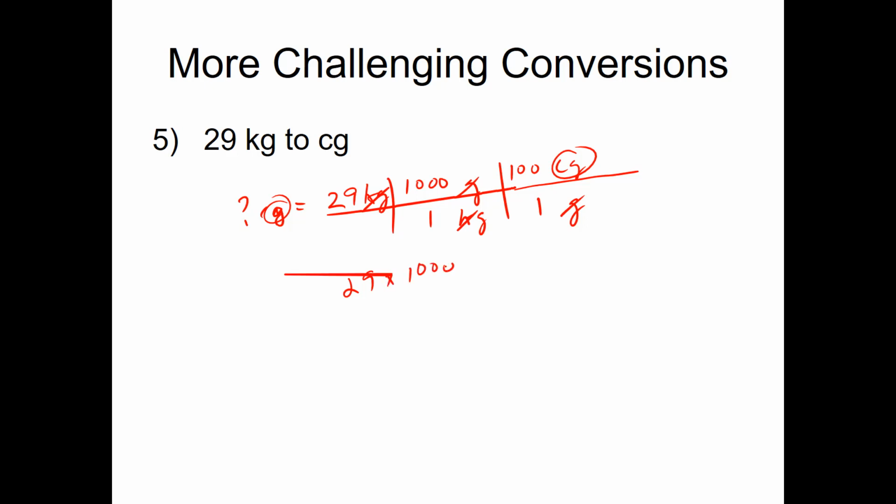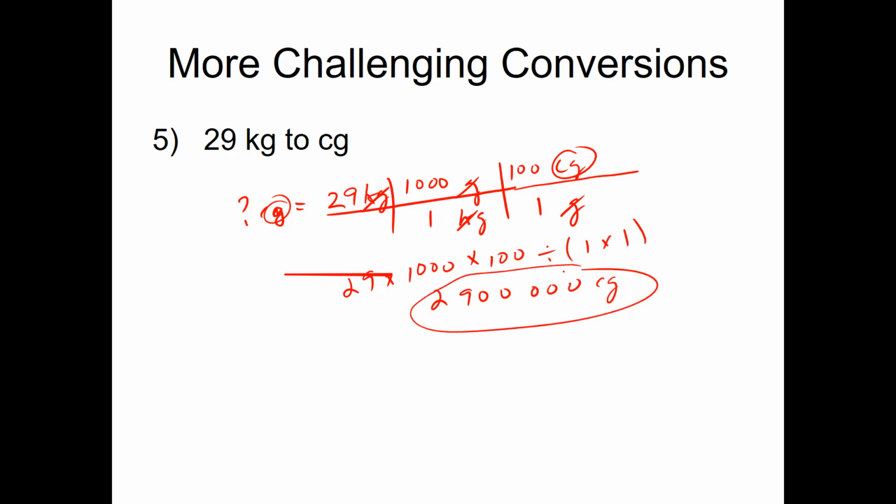So 1,000 times 100 divided by, once again, at times you are going to have numbers other than 1. So just to show you what you would have done is put those numbers down there, and we get 2,900,000 centigrams as our answer. So there's our answer for that.